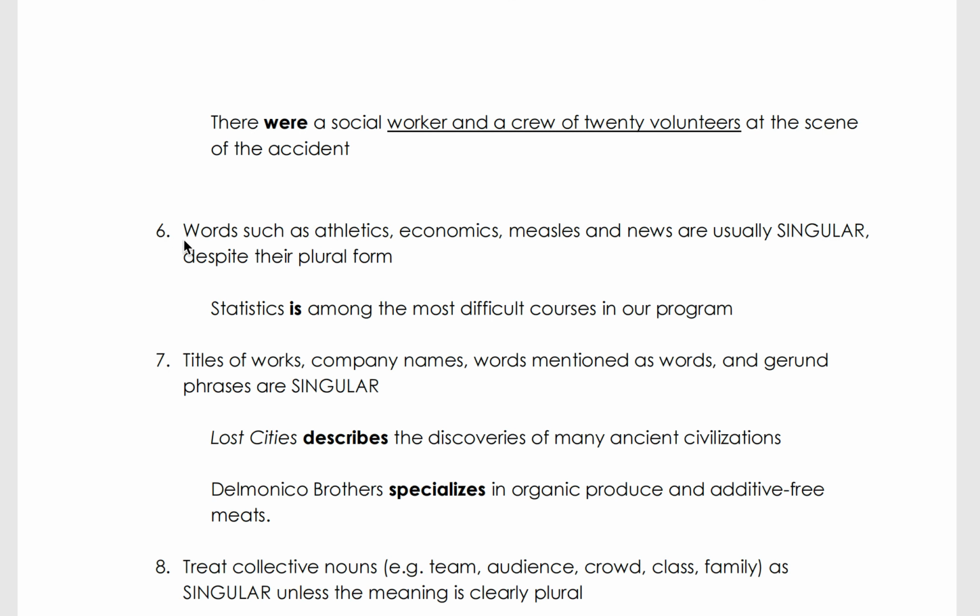But words such as athletics, economics, mathematics, and news are usually singular despite their plural form. So always remember, if you find this kind of word, it needs to have a singular verb. So for example, statistics is, we cannot make it statistics are, even though there is an s here. But you have to remember, it is a word that functions as singular.